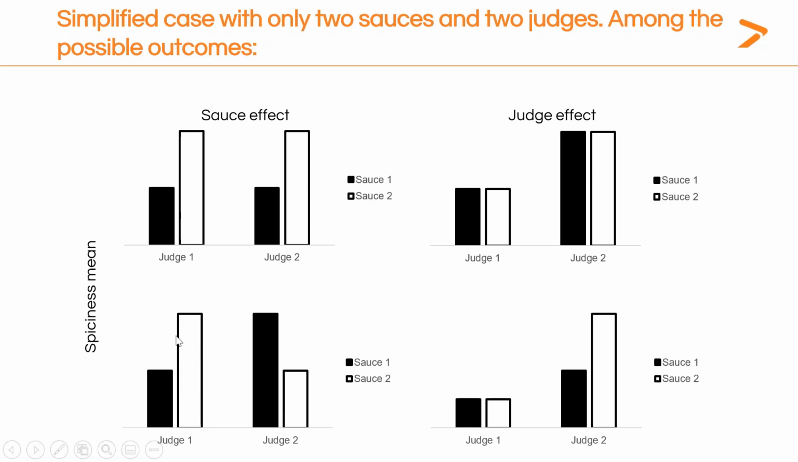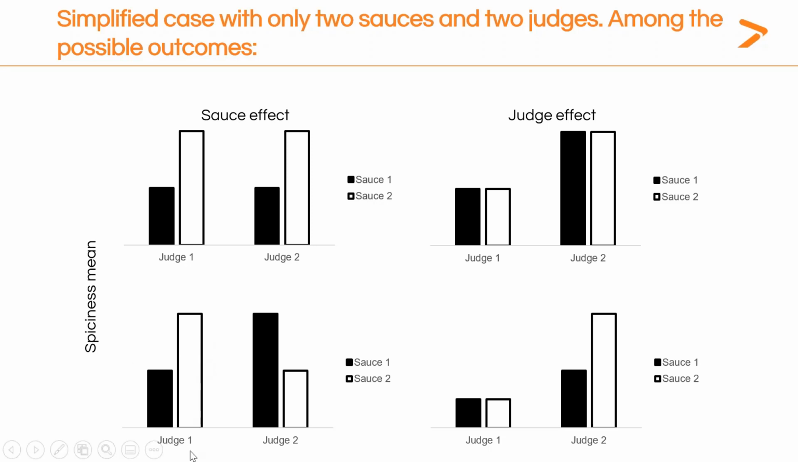If we average the scores for judge number 1, we get an average around here, and the scores for judge number 2, we get an average over here. In this case, there's no judge effect. So we have the same averages. If you average the black bars together and the white bars together, we also get the same average. So there's no sauce effect. But actually, look at this chart. Something is happening. And what is happening?